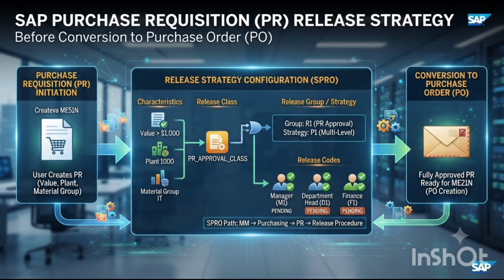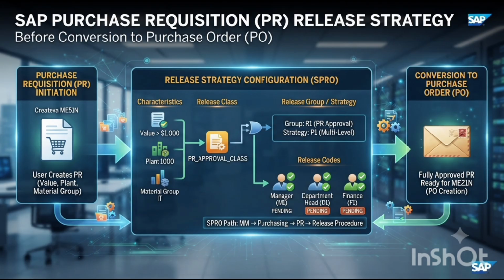When a user creates a PR, the system evaluates these characteristics against defined conditions. Based on these evaluations, SAP assigns the appropriate release group and multi-level release strategies such as Group R1 and Strategy P1 shown in our architecture graphic.